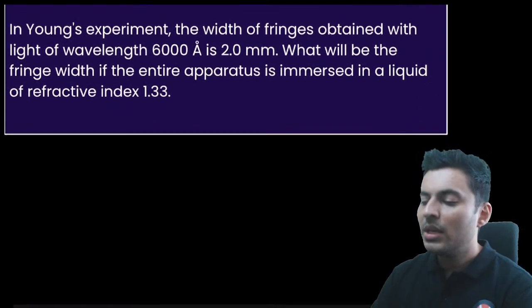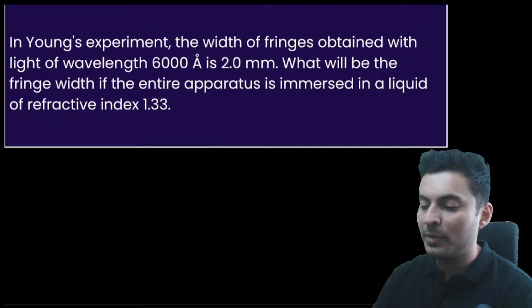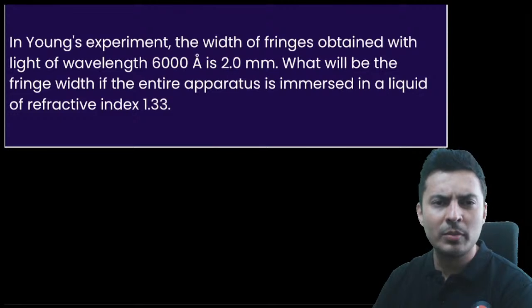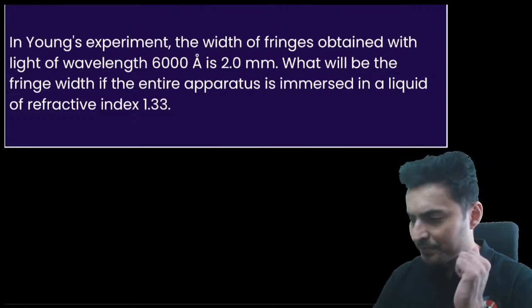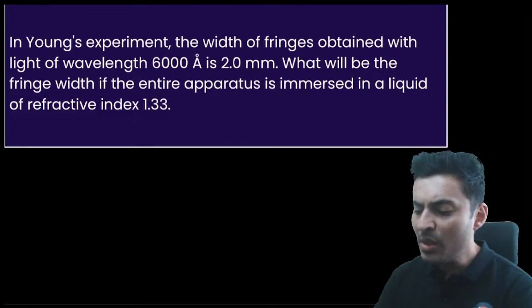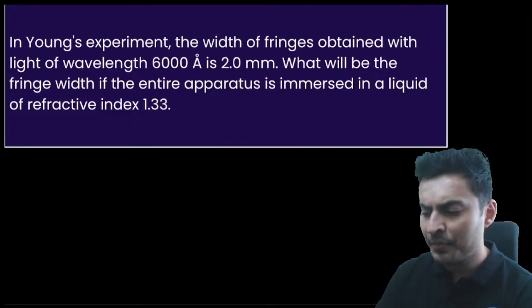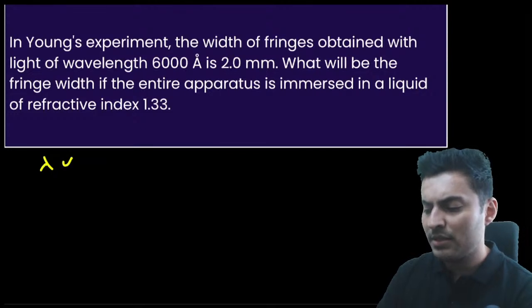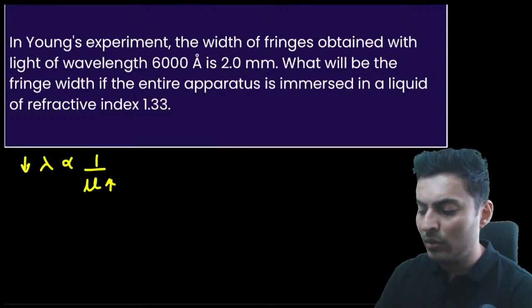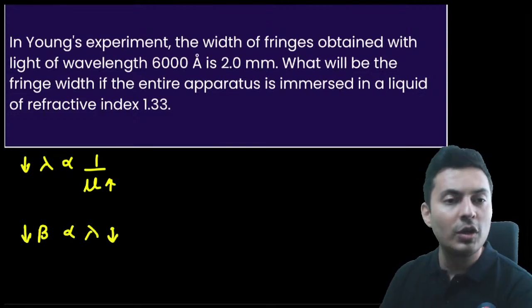In Young's experiment, the width of the fringes obtained for light of 6000 Angstrom is 2 millimeter. What will be the fringe width if the entire setup is immersed in a liquid of refractive index 1.33? What happens is, I discussed this yesterday also, lambda, which is the wavelength, is inversely proportional to the refractive index. More the refractive index, less the wavelength. And we all know fringe width is directly proportional to the wavelength. If the wavelength is less, fringe width is also going to be less.